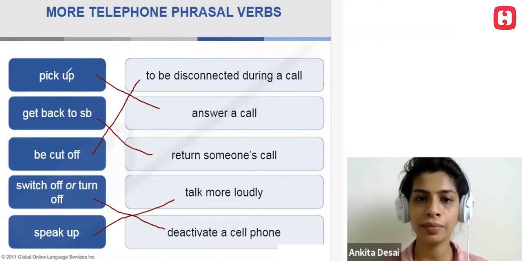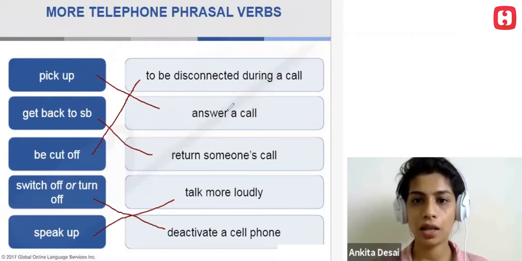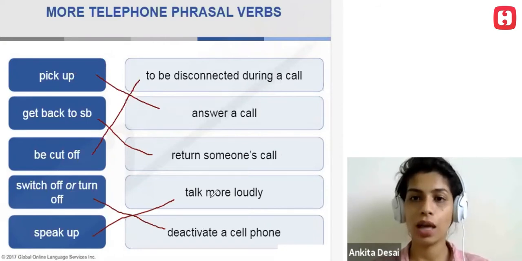So once again, pick up, answer a call; get back to, return the call; be cut off, be disconnected during a call; switch off or turn off is deactivate a cell phone; speak up, talk loudly or talk louder.